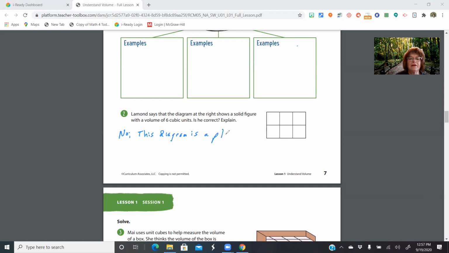is a plane figure. And you can write whatever you want. Not a solid figure. This plane figure has an area of 6 square units.